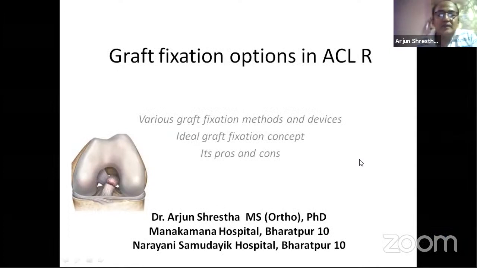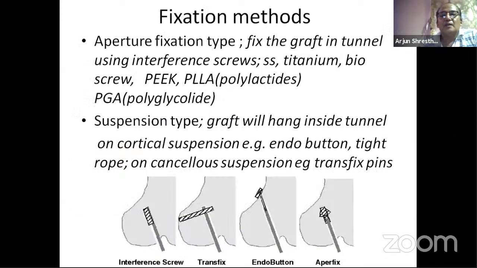Okay, thank you for the invitation. Now I am presenting about graft fixation options in ACL reconstruction. Because time is very limited, today we are going to share some knowledge about the various graft fixation methods and devices, the concept of ideal graft fixation, and its pros and cons. Till now, there are two methods to fix the graft. One is aperture fixation, where we most commonly use the interference screw, or other PGA or PEEK screws, to fix the graft in the aperture with the graft.